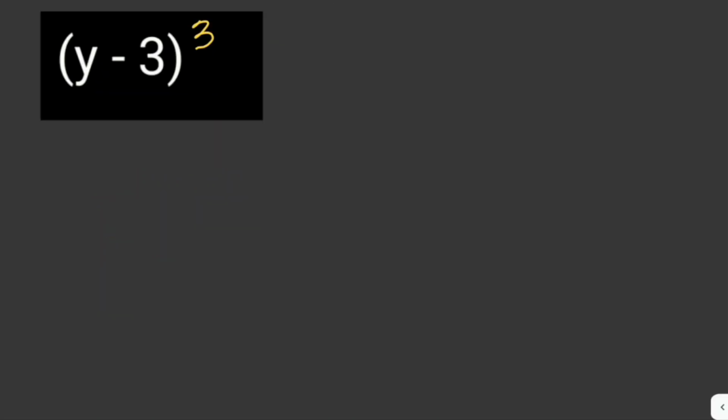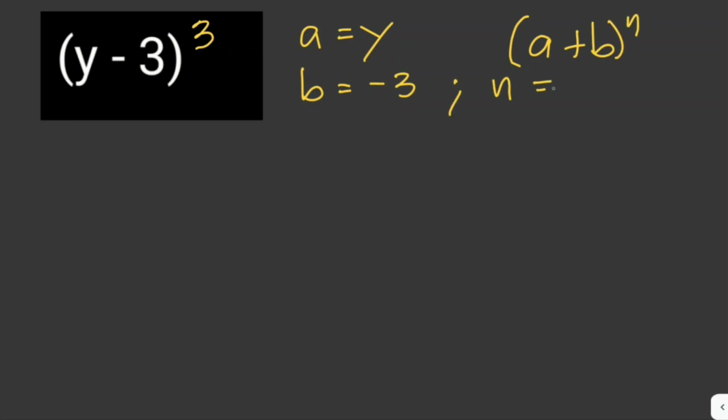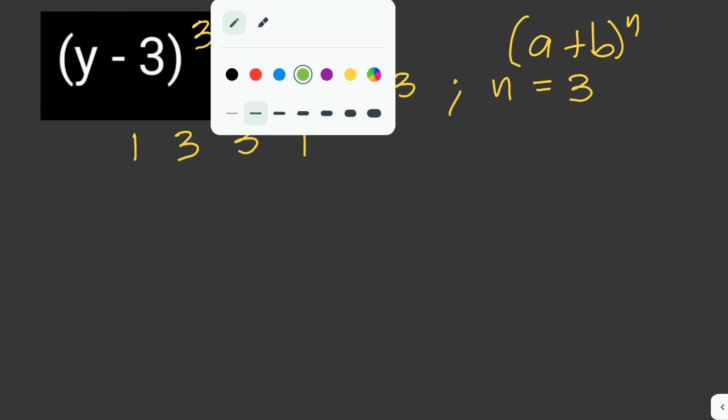Now let's try solving another problem. All right. So what if we're given this binomial expression (y - 3)^3? All right. Let's determine our a. A here is equal to y. b is equal to negative 3, because our binomial expression is (a + b) to the n, and n here, the exponent, is equal to 3. Again, since this is raised to the power of 3, that means from the Pascal's triangle, our coefficients would be 1, 3, 3, 1.